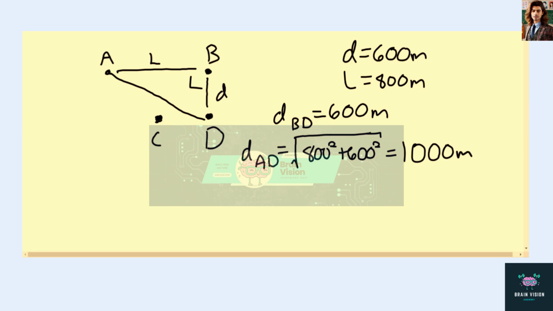Now, we need to figure out the difference between how far the radio signal has to travel from each tower. So we just take 1,000 and subtract 600 from it to get 400 meters. So the radio signal from point A has to travel 400 meters more than the radio signal from point B. So that means that when they arrive at the ship at point D, they are out of phase with each other and they cancel as much as possible. They cancel perfectly.